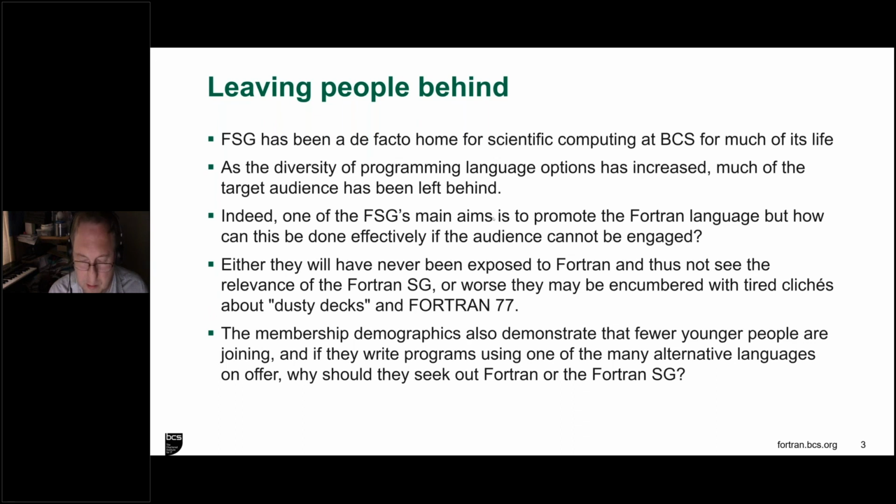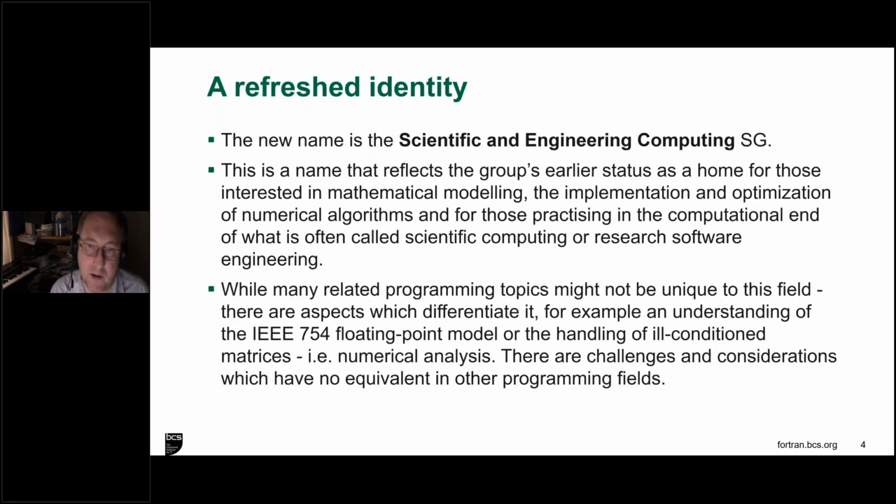So in order to address this, we want to change the identity of the Fortran specialist group and rebrand it as the Scientific and Engineering Computing Specialist Group. And that way we start with a broad base to begin with, and can attract people in. And if they want to look at Fortran or be exposed to ideas that might be relevant to the Fortran community, then they can. And the name, as I say, it reflects the wordy presentation, but it does reflect the status that we used to have.